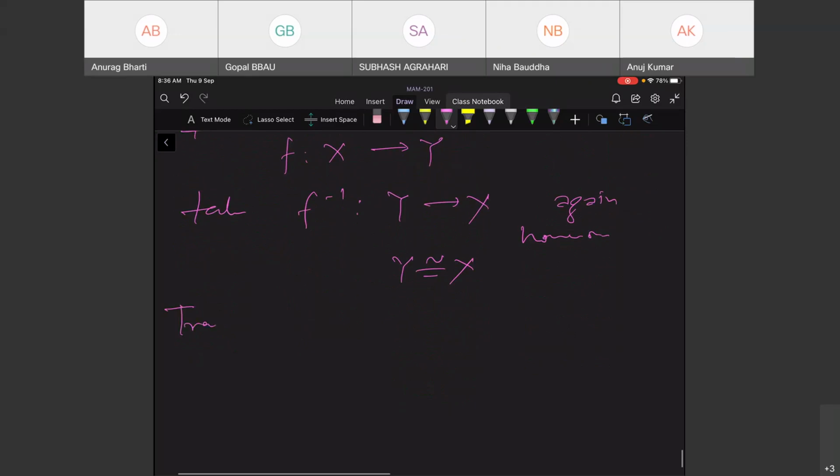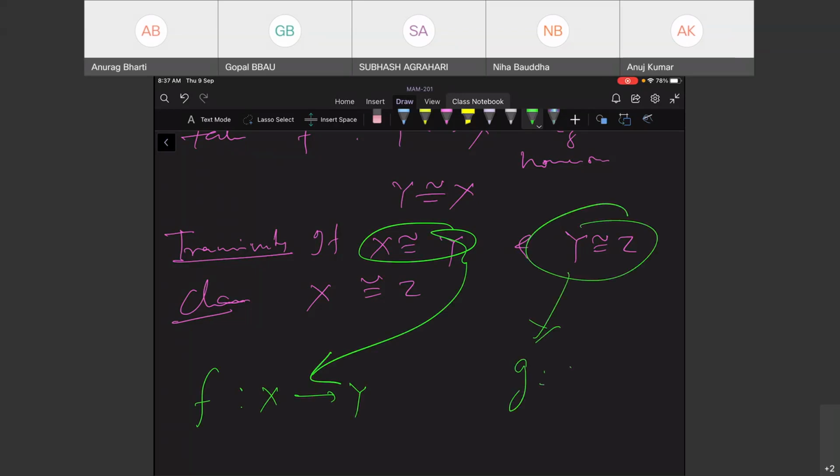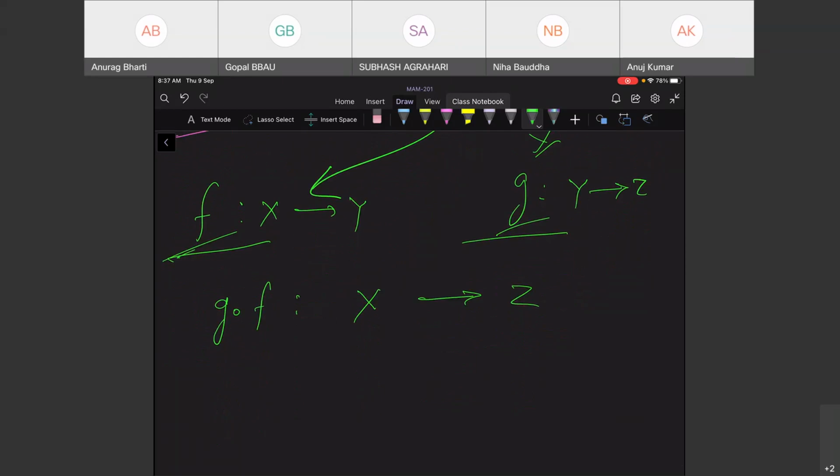The third thing is transitivity. If X is homeomorphic to Y and Y is homeomorphic to Z, then the claim is X is homeomorphic to Z. This is easy. You have a homeomorphism f from X to Y and another homeomorphism g from Y to Z. Looking at these two, you can guess the homeomorphism from X to Z: the composite function g composition f. Since f and g are both bijective, g composition f is bijective. Verify this.